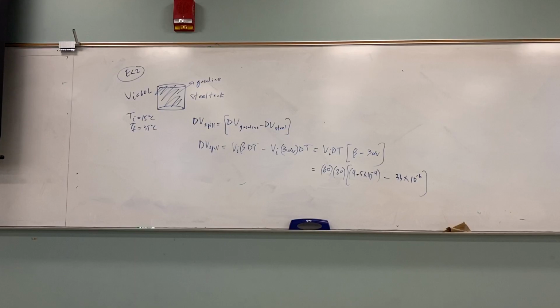What did they use in this example? They used 35. What are we using? 33. Oh yeah, it's close, yeah, 35. But they changed the 9.5 times 10 to the minus 4 to the same power as the other one, right? So they changed it to 10 to the minus 6, just going two more zeros, to make it easier. And there you go. So this amount is significant, particularly for a 60-liter tank.